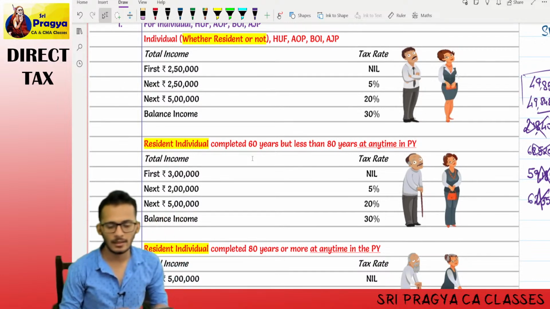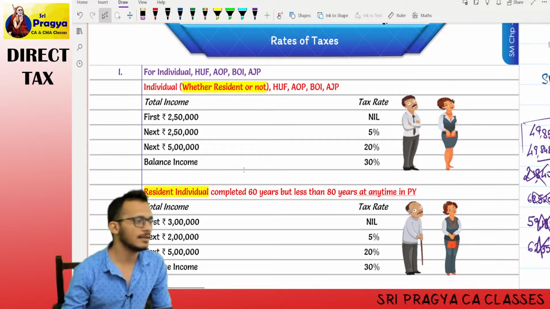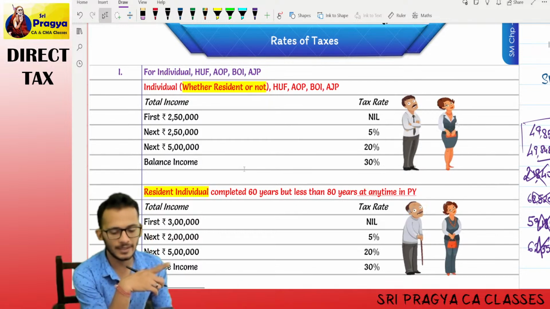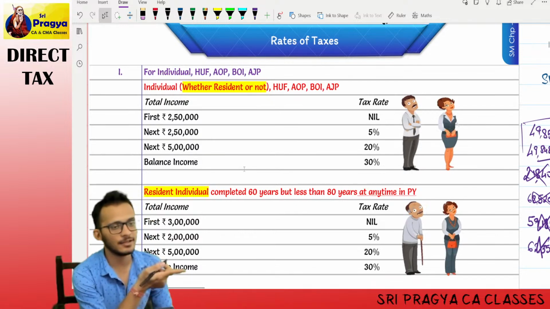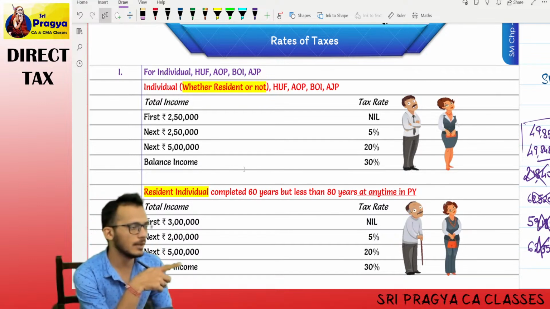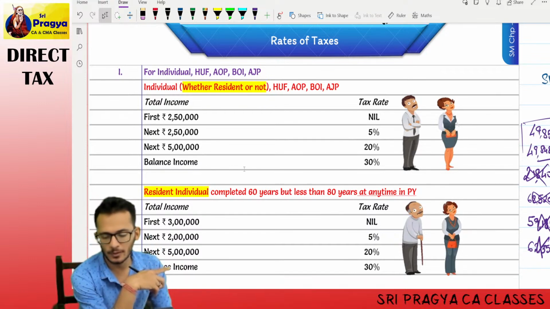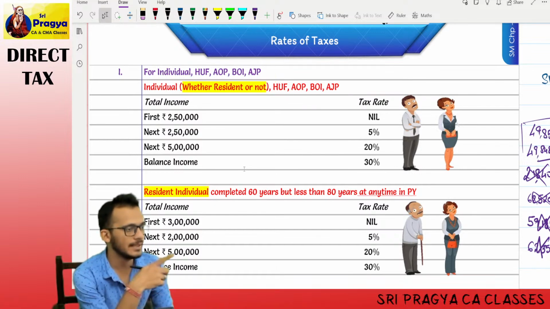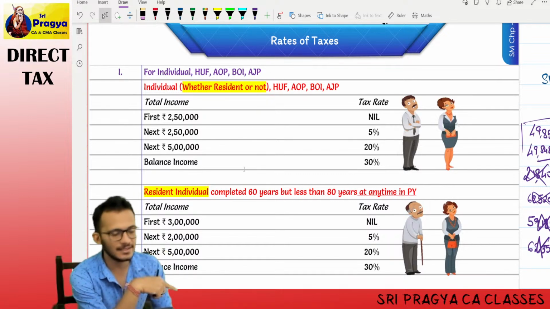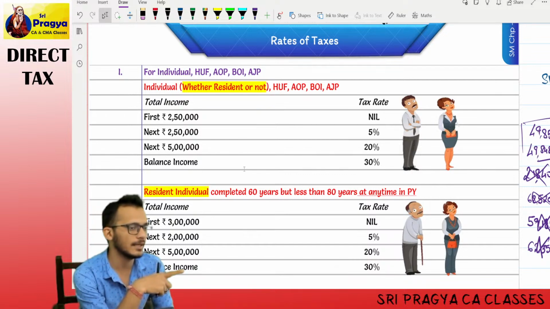Looking at the income slabs: individual, whether resident or not, HUF, AOP, BOI, AJP, the slabs are first 2.5 lakhs 0, next 2.5 lakhs 5, next 5 lakhs 20, above 10 lakhs 30. If it's a resident individual completing 60 years but less than 80 years, it is first 3 lakhs 0, 3 to 5 lakhs 5, 5 to 10 lakhs 20, after 10 lakhs 30.